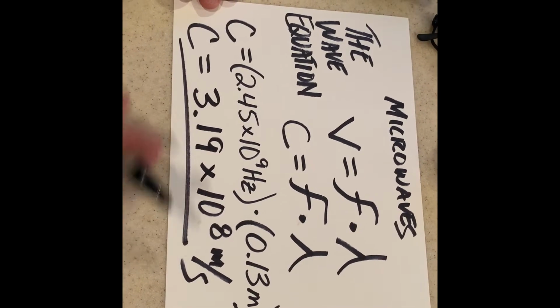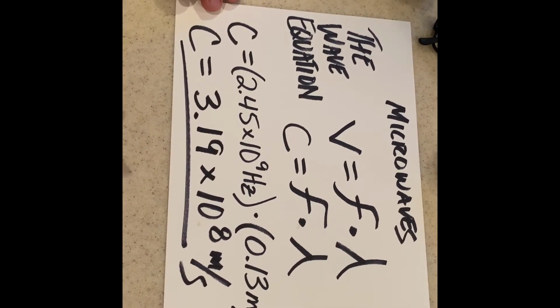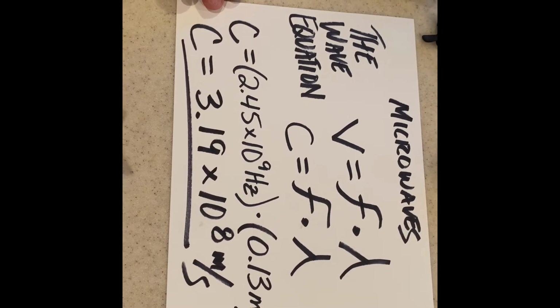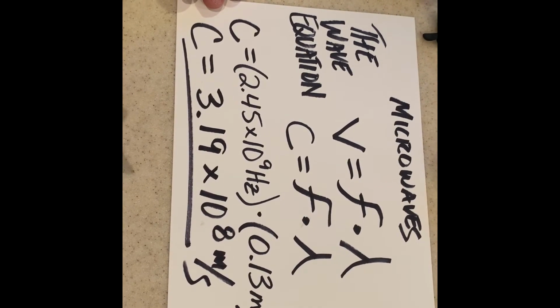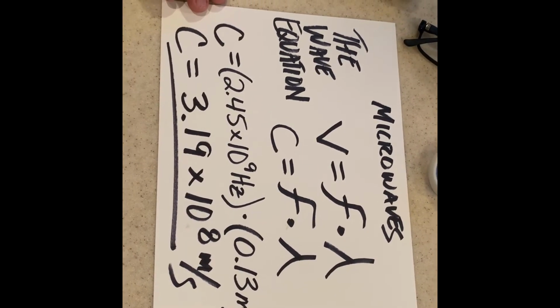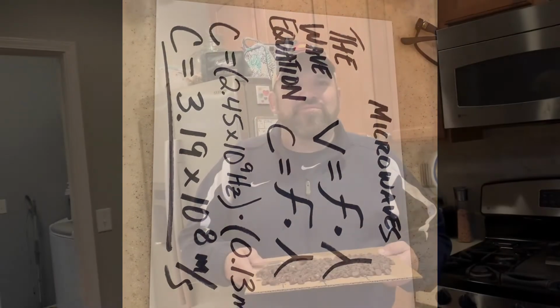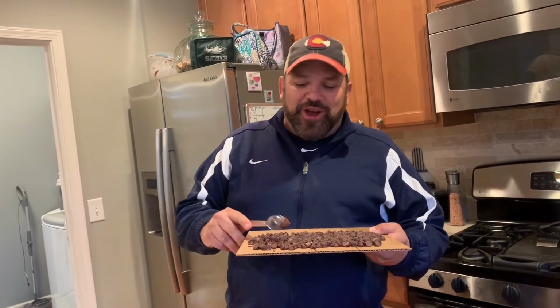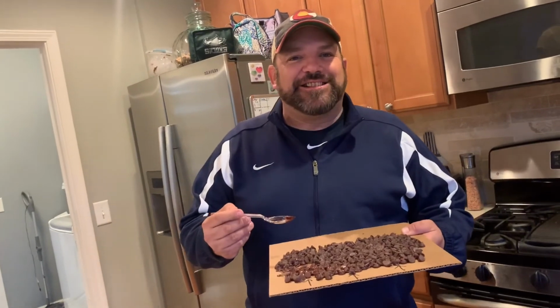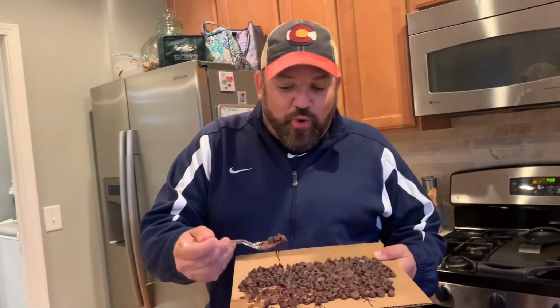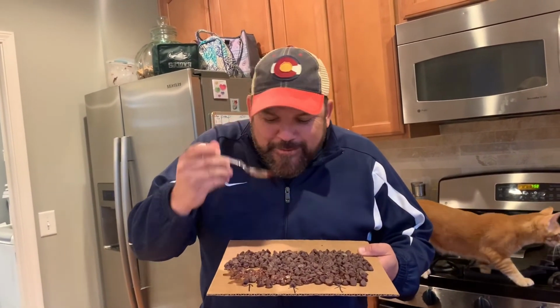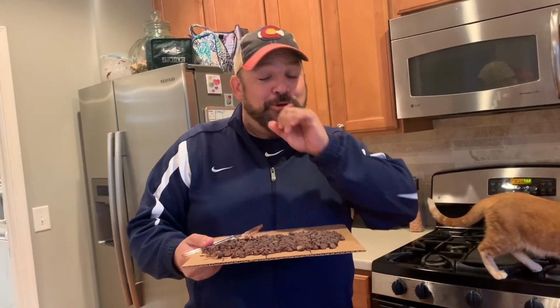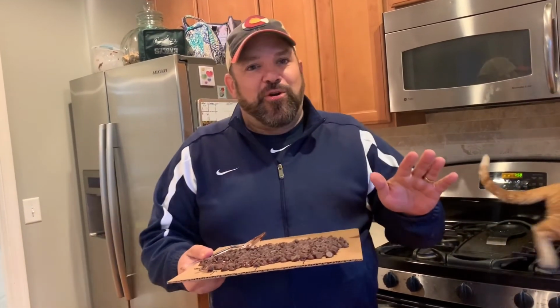Now, how close is that to the accepted value? Well, the accepted value is 3.0 times 10 to the 8th, so we're pretty close. One of the things you're going to do is find the percentage error. All right, so there we go. We found the speed of light with chocolate chips, and it's a wonderful little experiment to do because it's really tasty too. Now, a couple things to remember.